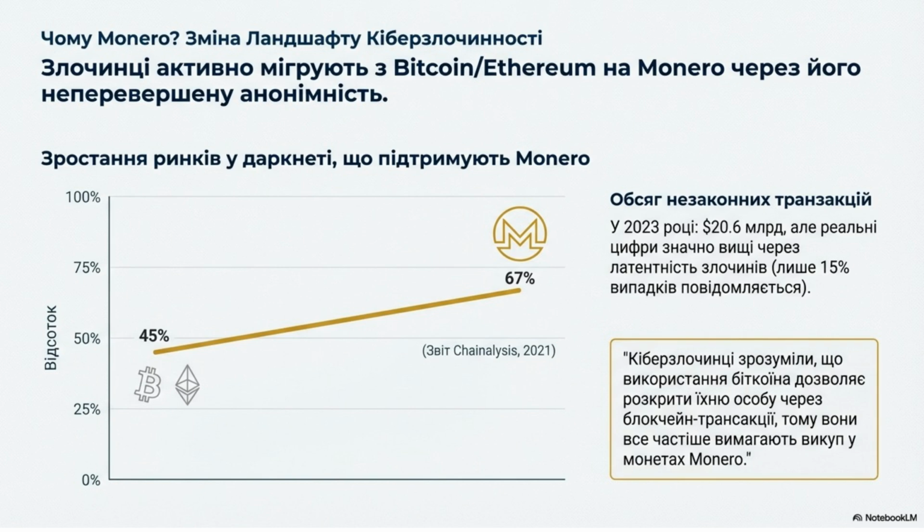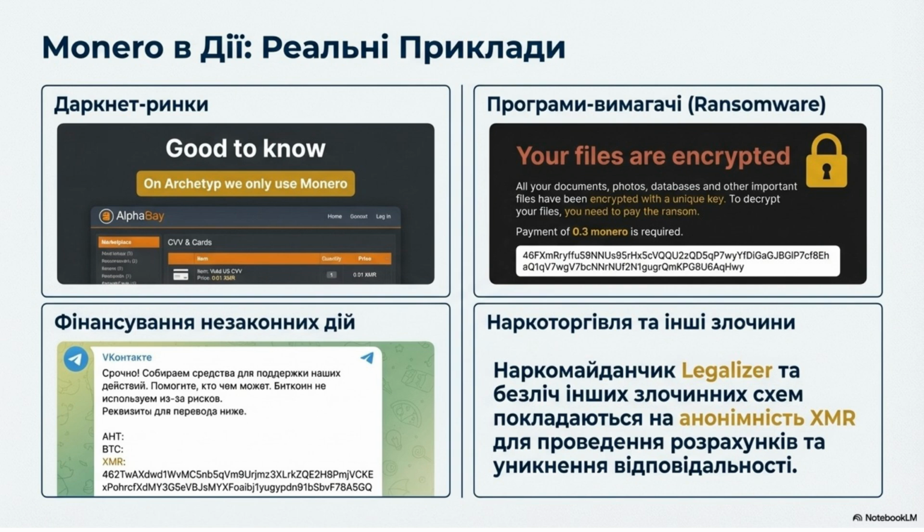Cybercriminals realize that using Bitcoin can expose their identities, leading to an increased demand for Monero ransoms. Monero is used across various illicit activities, including darknet markets, ransomware demands, and financing illegal activities. Narcotic platforms and other criminal schemes rely on Monero's anonymity for transactions to evade accountability.